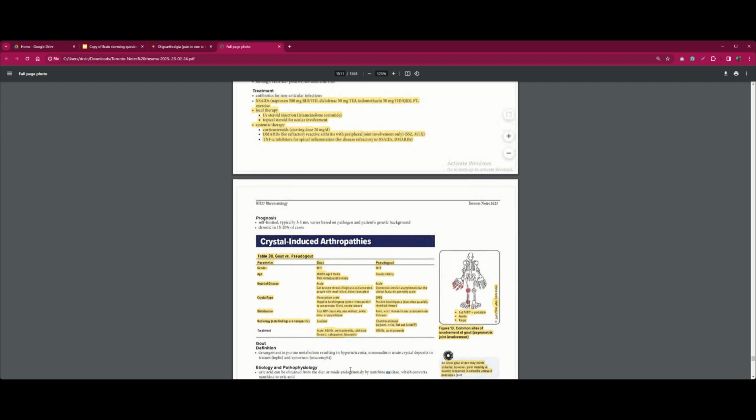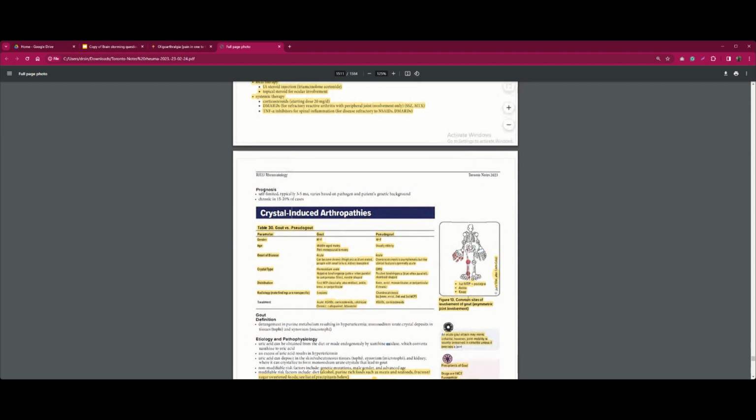For gout, the treatment in an acute condition is always: NSAID is the first choice. Second choice is corticosteroid. Third is colchicine. You have to remember. And also in chronic cases, there are questions about allopurinol, febuxostat. We're going to come to that later. For pseudogout, you need NSAIDs, the first choice. Second choice is corticosteroid. Remember that.